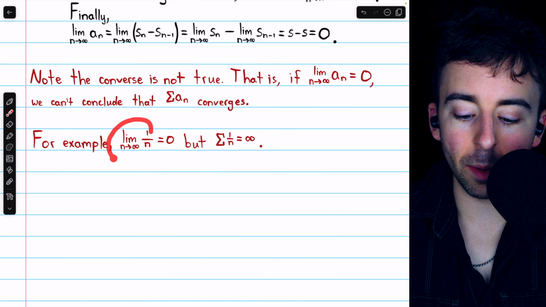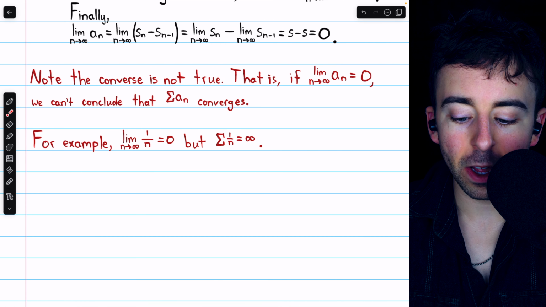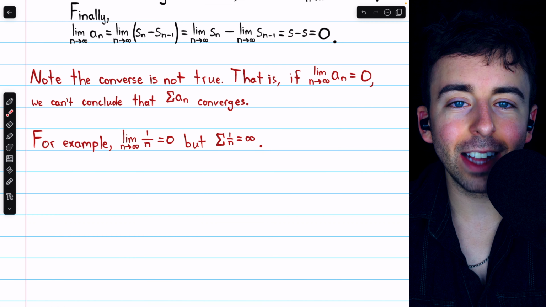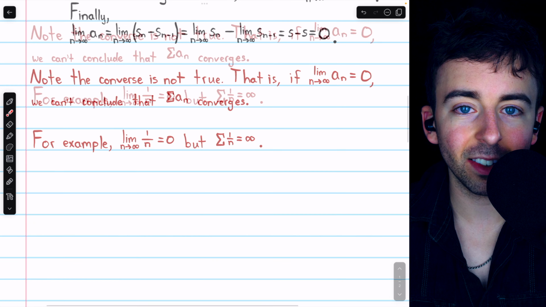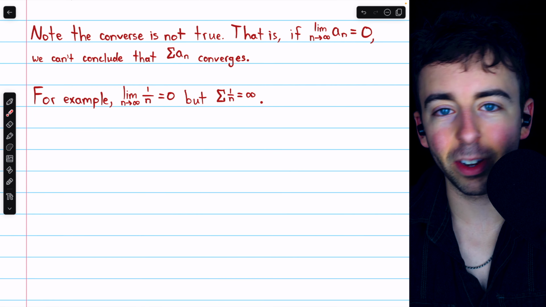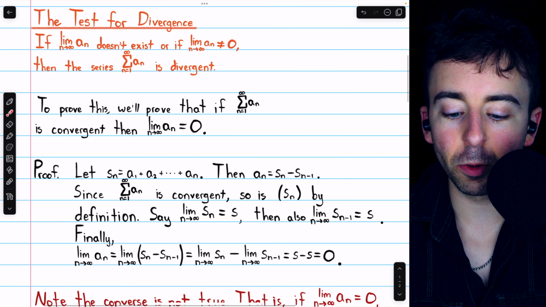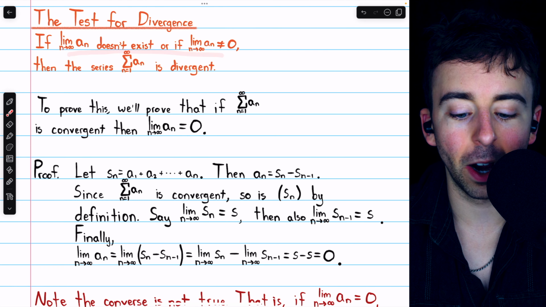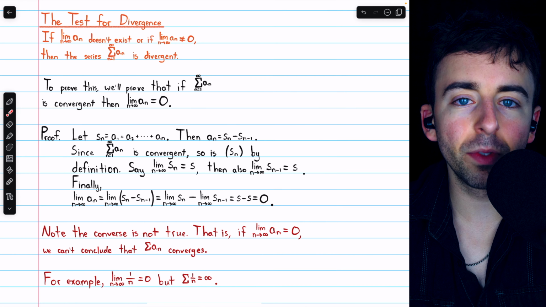For example, the limit of 1 over n as n goes to infinity, of course, that is 0, but adding up all those 1 over n's, that's the harmonic series, which we know diverges. So if the terms of a series approach 0, we don't know anything. The series could converge, it could diverge. But if the terms of a series do not approach 0, we know for sure the series is divergent. That's how to prove the divergence test.